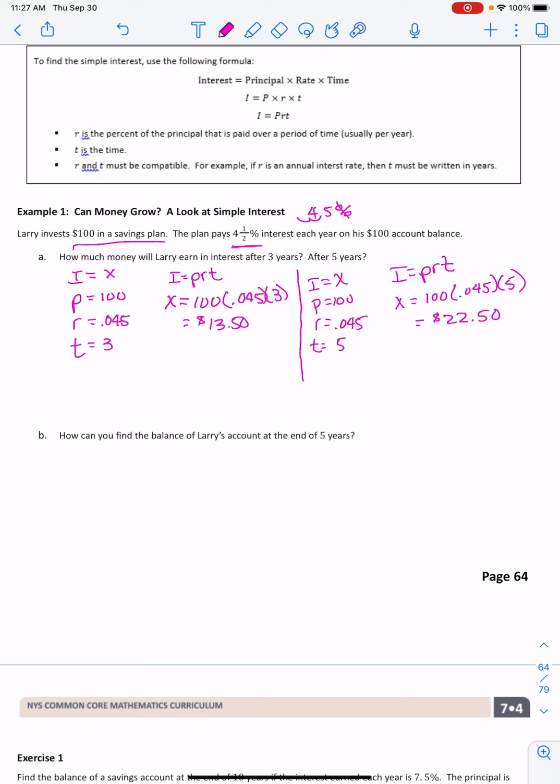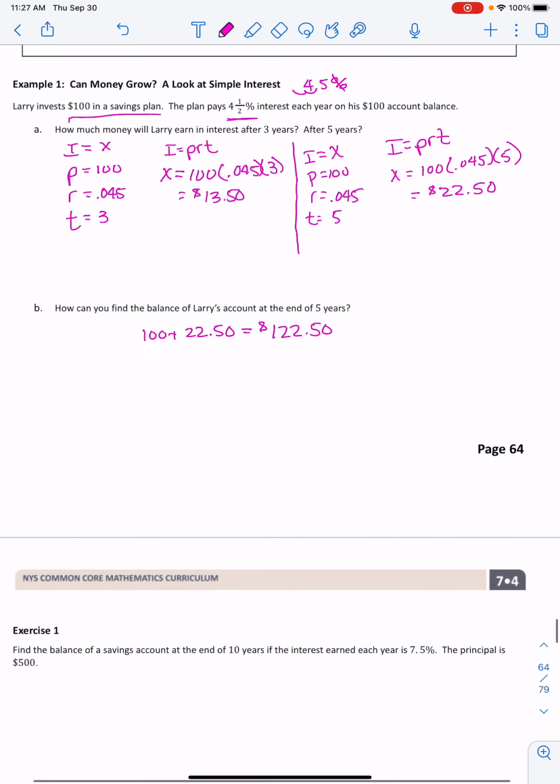So now it says, how can you find the balance of Larry's account at the end of 5 years? Well, what we can do is add the two numbers together. We can add 100 plus the $22.50, which is $122.50.